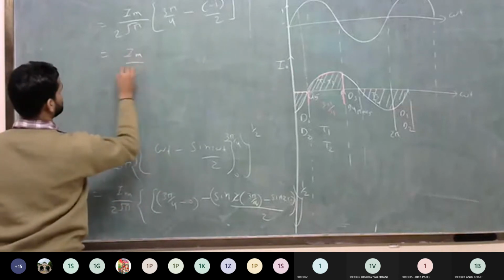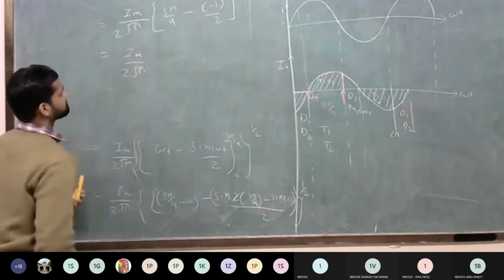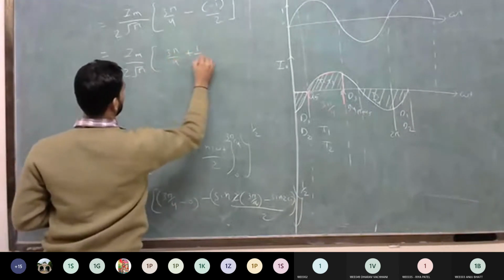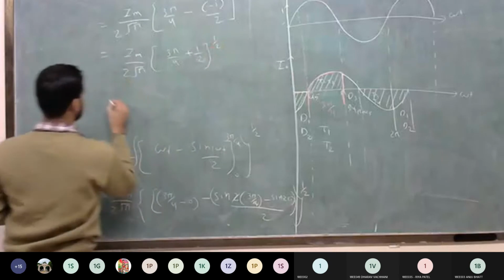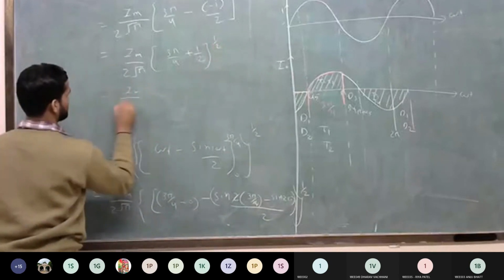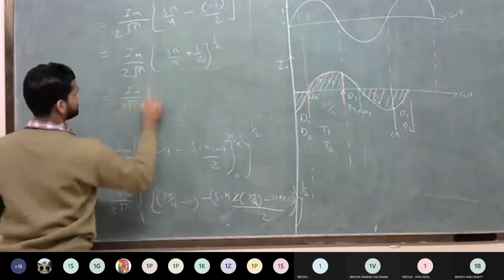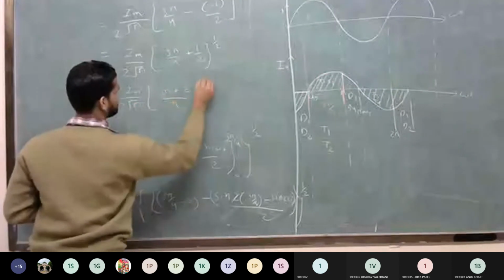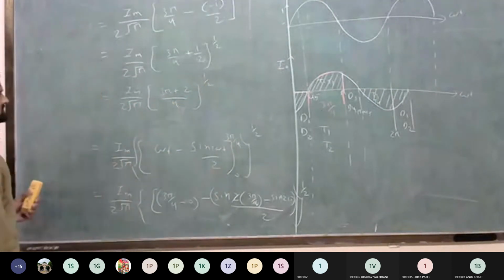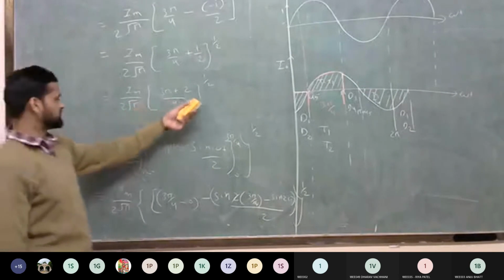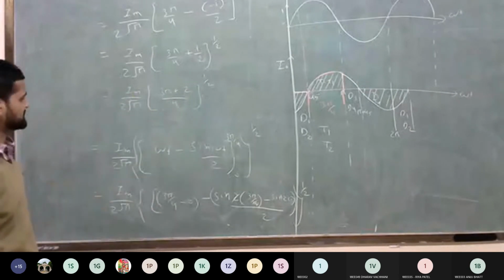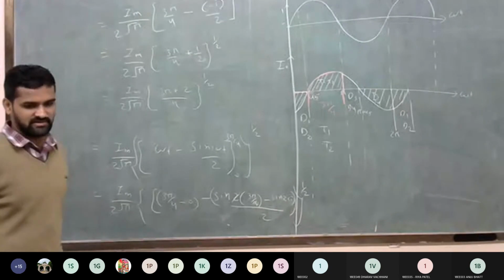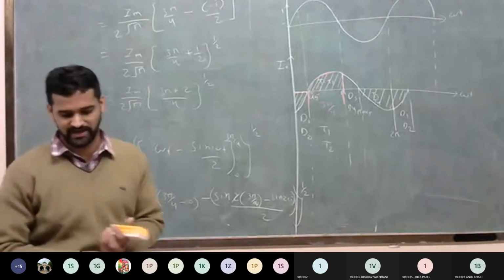Im by 2 root pi, 3 pi by 2 plus 1 by 2, raised to 1 by 2. Im divided by 2 root pi, 3 pi plus 2 divided by 2. So simplify this and give the value of thyristor current in terms of Im, because Im is again an unknown quantity. So how to calculate Im?